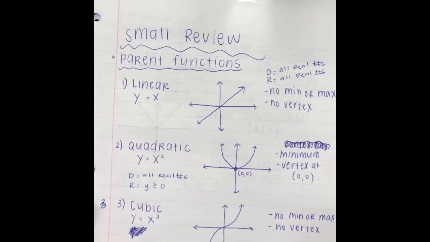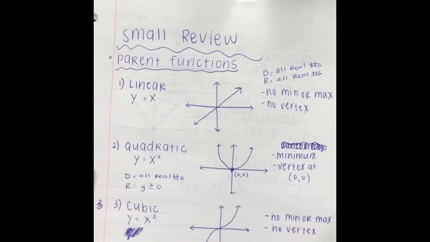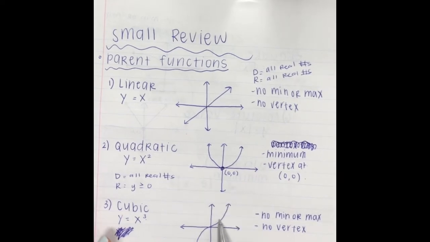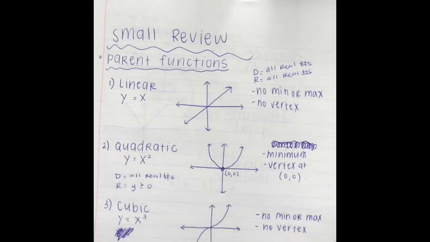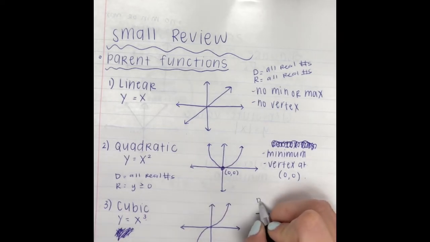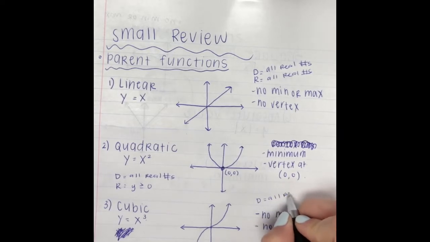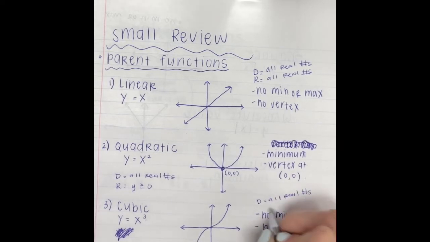Then you have your cubic, which is the equation y equals x cubed, or x to the third power. X to the third power is the same thing as saying cubed. This one is kind of like a little swirly line almost, but it swirls right before it gets to the middle of the origin. So it does cross through our origin, but it does not have a minimum or a maximum, and it does not have a vertex, okay? This one, like the linear, which is a straight line, this is a swerved line, but its domain is also all real numbers, as well as the range is also all real numbers, okay?